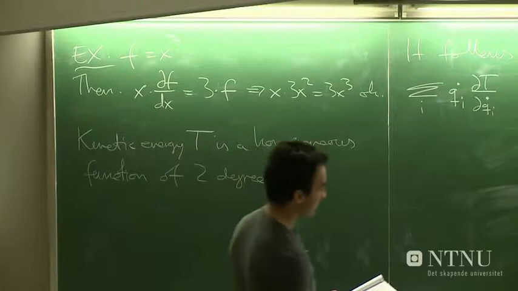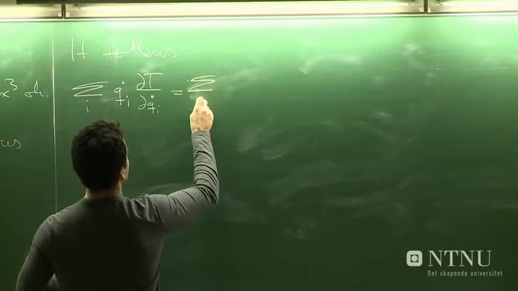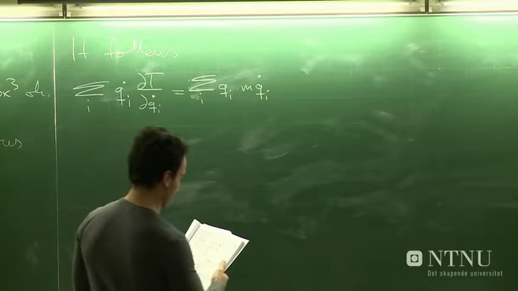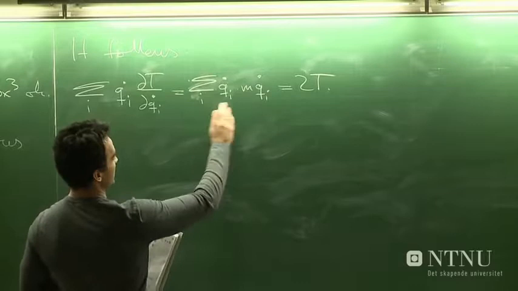So this is the left-hand side. So we should get this, just by differentiating with respect to t. And this is equal to 2 kinetic energies. Sorry, there should be a dot here. Precisely because the factor 1/2 is missing here.